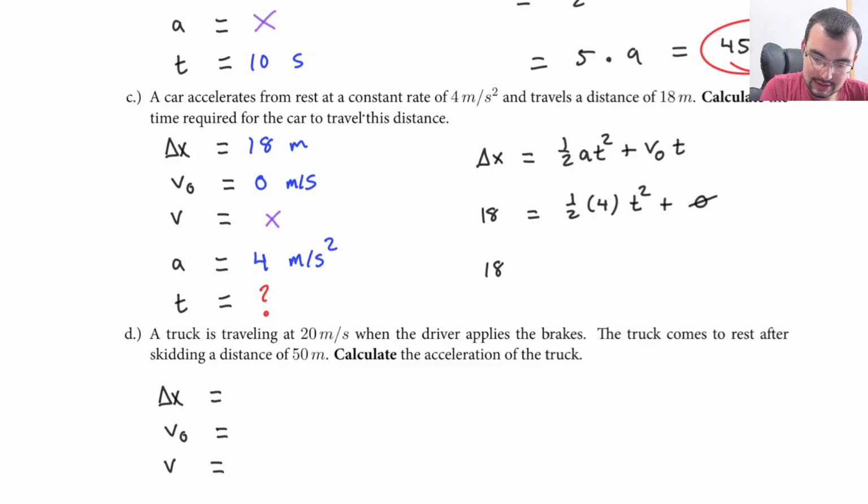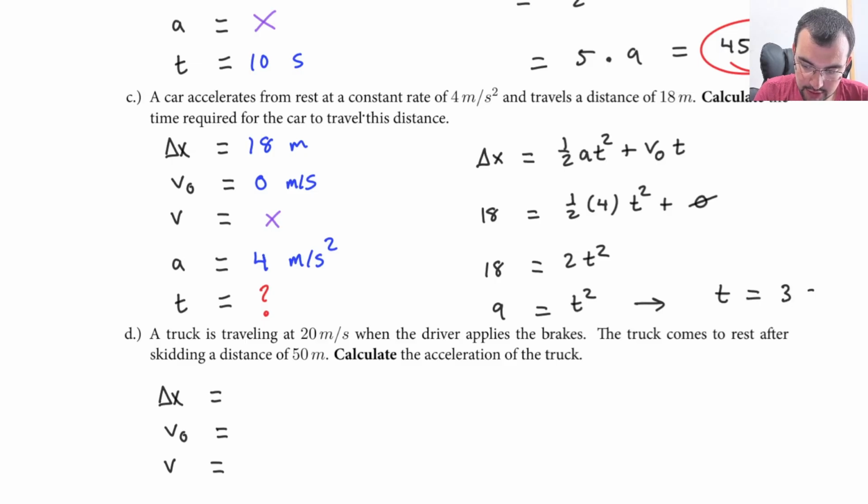So we get 18 equals 2t squared. Half of 4 is 2. Divide both sides by 2. We get 9 equals t squared. So t equals square root of 9, which is 3 seconds. No plus or minus usually in physics. Times are always positive, and usually the negative root doesn't make sense. That's what we want.